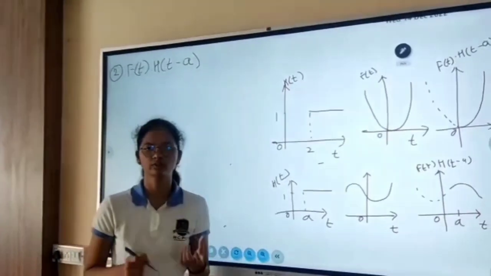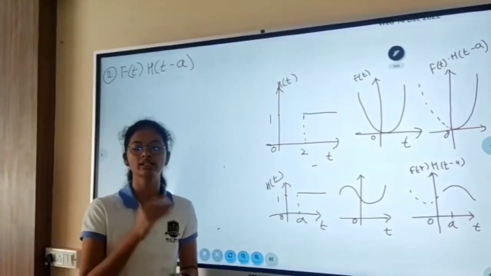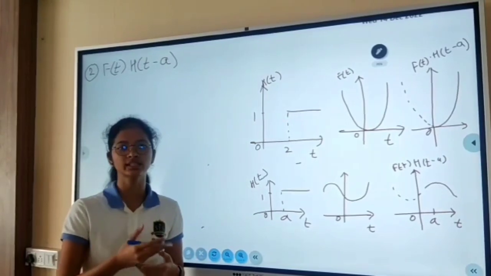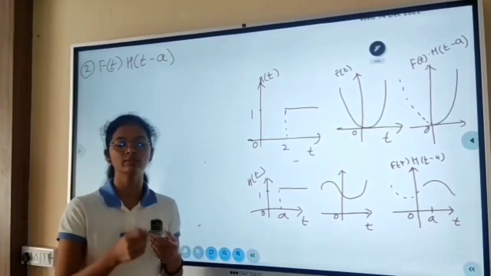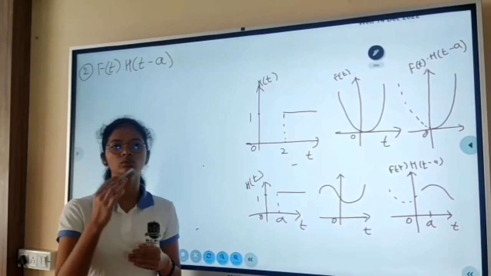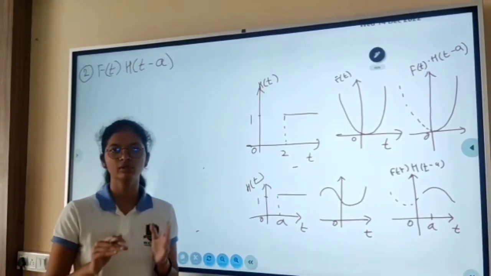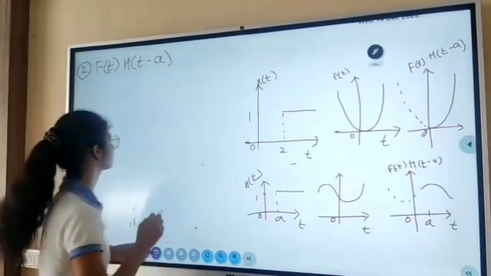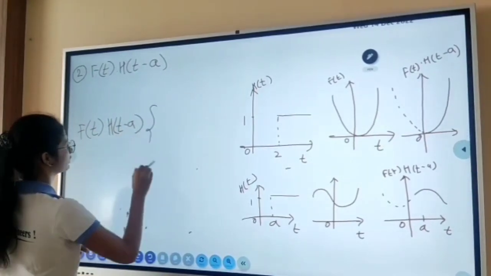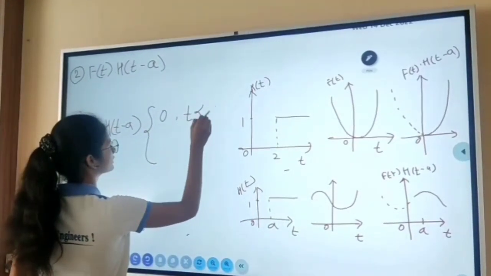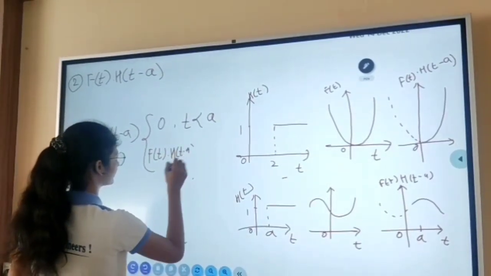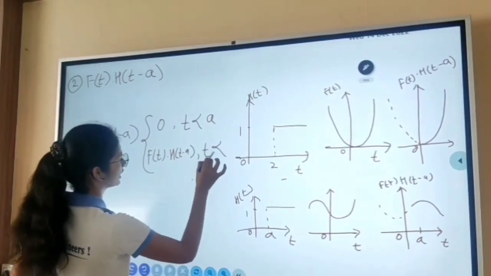Then the second case is f of t into h of t minus a. Since h of t minus a is 0 for t less than a and unity, that is 1, for t greater than or equal to a, it is easy to say that the product of f of t into h of t minus a will be 0 for t less than a, and will remain the same as f of t for t greater than or equal to a.